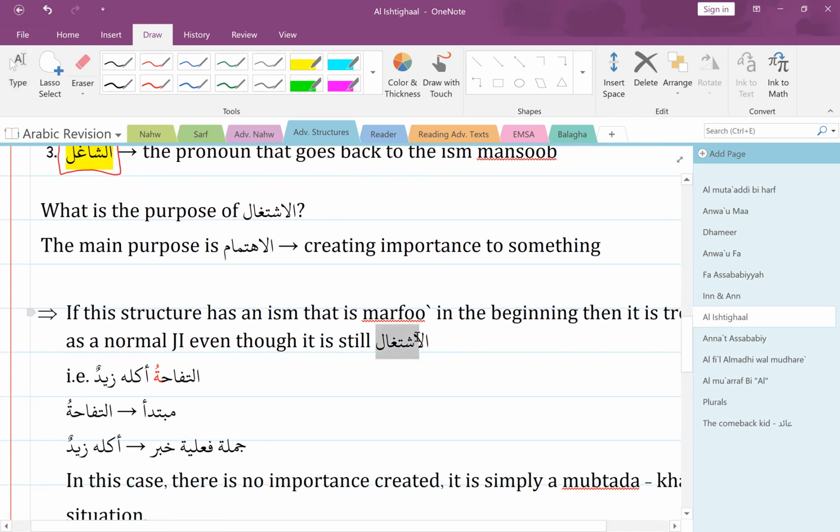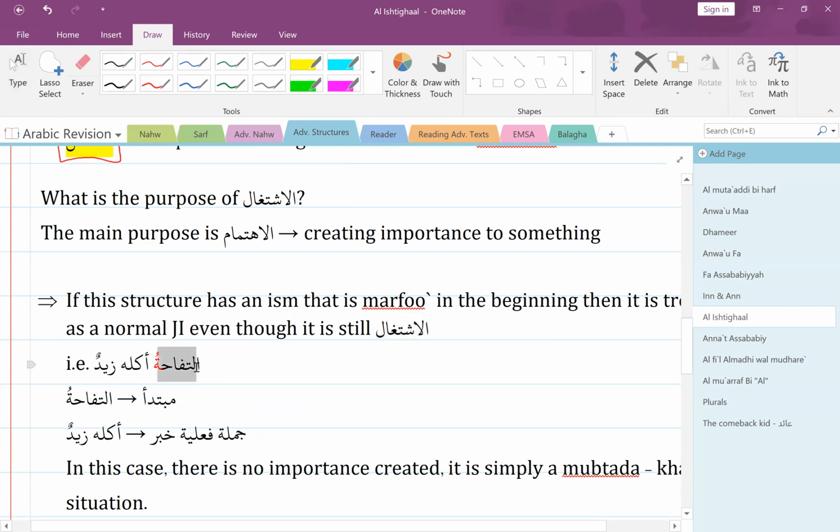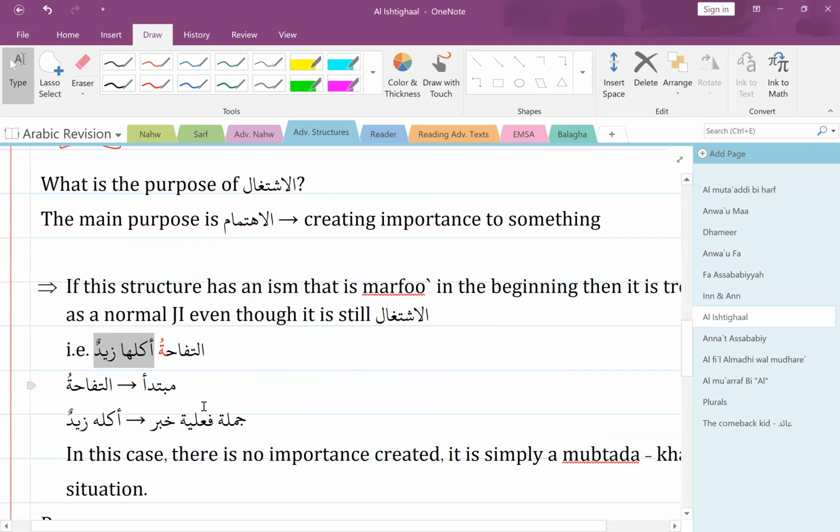And even though some grammarians will still consider it as ishtighal, you won't hear that they would say that this is the mashghul anhu, this is the mashghul, and the ha is shaghil. They would just say this is your mubtada. We know jumla ismiya mubtada khabar. So at-tufahatu would be your mubtada, and then sorry, this is akalaha. أكلها زيد. So أكلها زيد, this would be your خبر في محل رفع. جملة فعلية. So this جملة فعلية becomes your خبر of التفاحة. Okay. Is that clear?